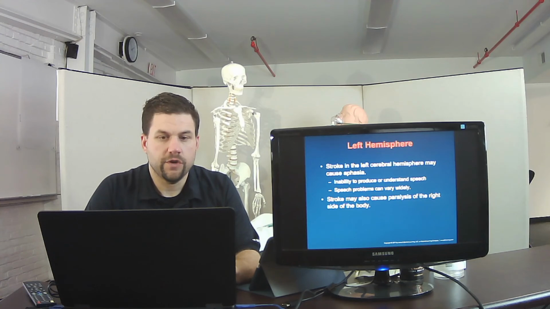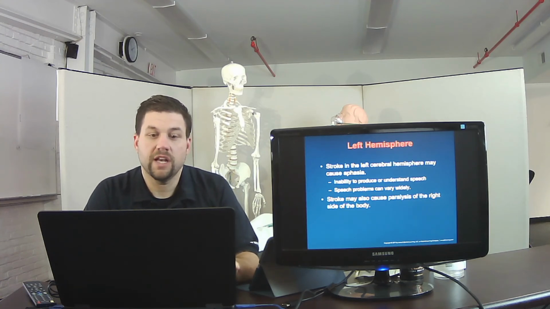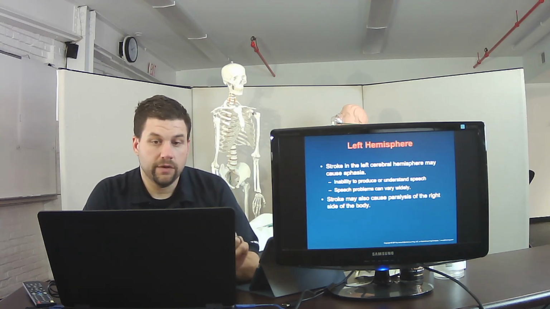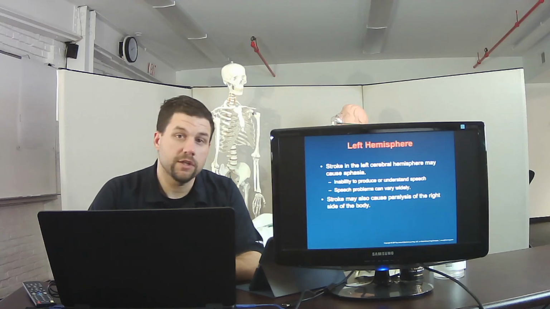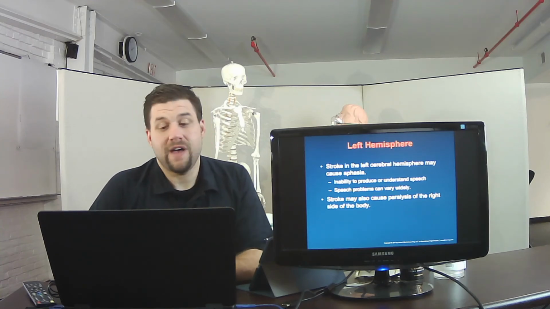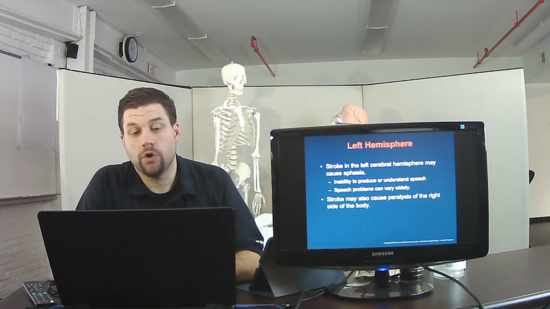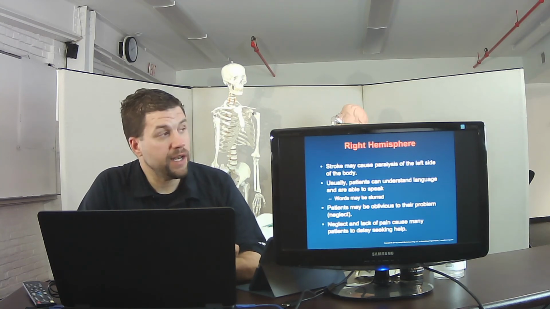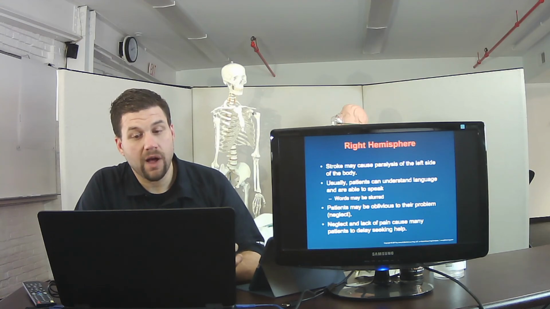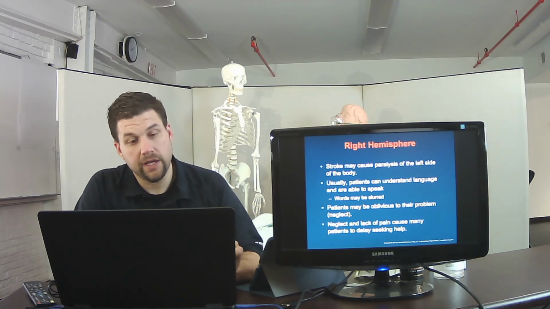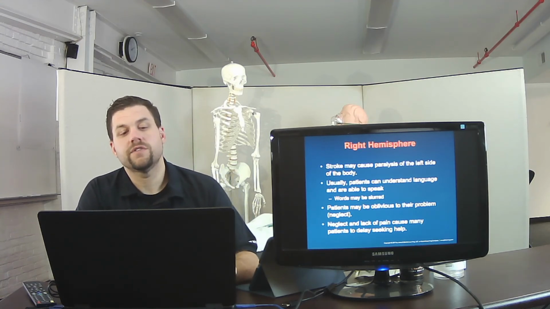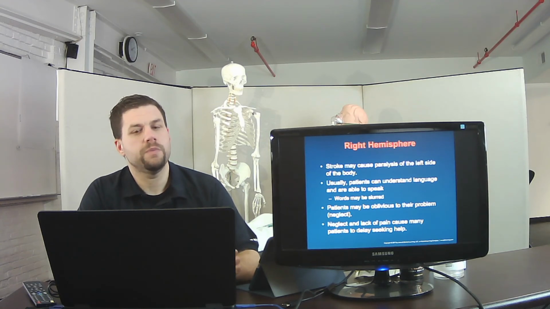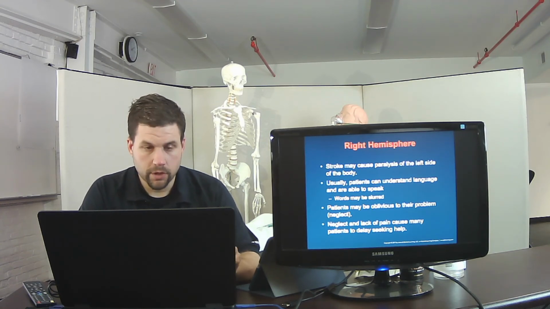So in the left hemisphere, stroke in the left cerebral hemisphere can cause aphasia, inability to produce or understand speech. Speech problems can vary widely. Stroke may also cause paralysis of the right side of the body. In the right hemisphere, stroke may cause paralysis on the left side of the body. Usually these patients can understand our language and they are still able to speak, although their words can be slurred.